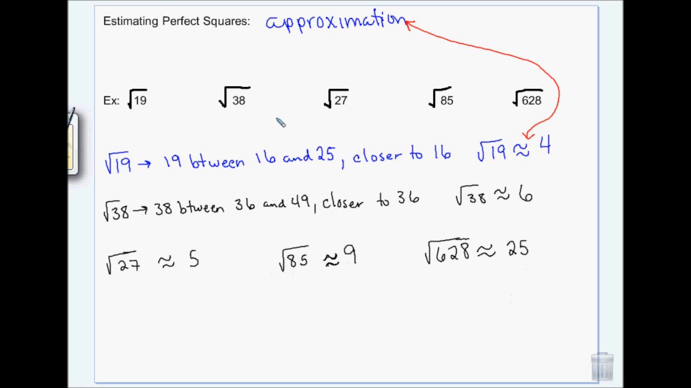So that's all you need to do. If you get one where it says to estimate the square root, you look at what perfect square this number is close to, and then take the square root of that perfect square and put the squiggle in it. Does that make sense?